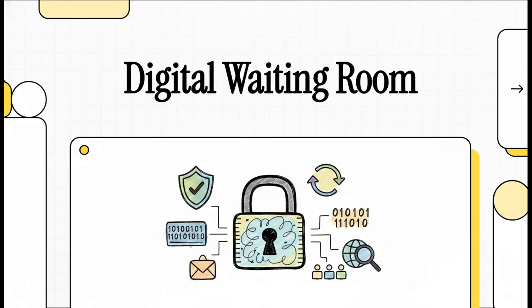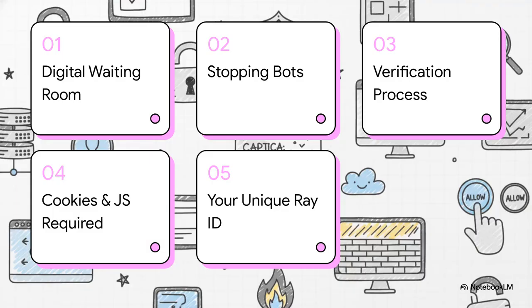But there's actually an entire, absolutely rigorous world of security happening in that literal blink of an eye, and we're going to break the whole shebang down together. Okay, let's dive into this. Here is our roadmap for today. We'll kick things off with the digital waiting room. Then we'll look at stopping malicious bots, walk through the verification process, check out why cookies and JavaScript are required, and finally, we'll decode your unique Ray ID.